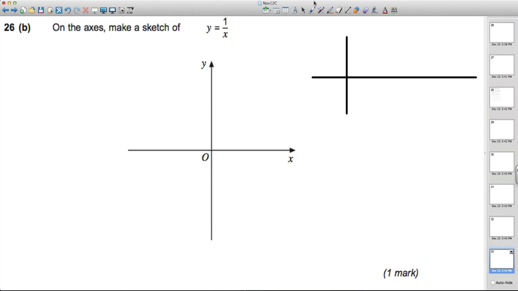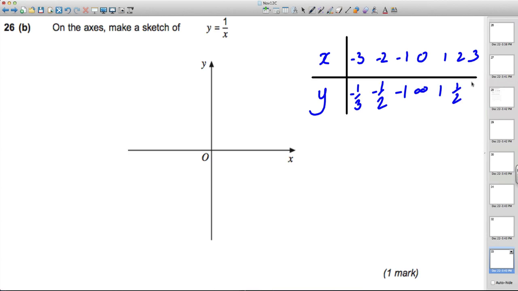It will really help you out. Let's pick x from -3, -2, -1, 0, 1, 2, 3. It might help. What y do we get? 1 over -3 is -1/3. 1 over -2 is -1/2. 1 over -1 is -1. 1 over 0 is undefined on your calculator. It's infinite. It's like infinity. 1 over 1 is 1. 1 over 2 is 1/2. 1 over 3 is 1/3.